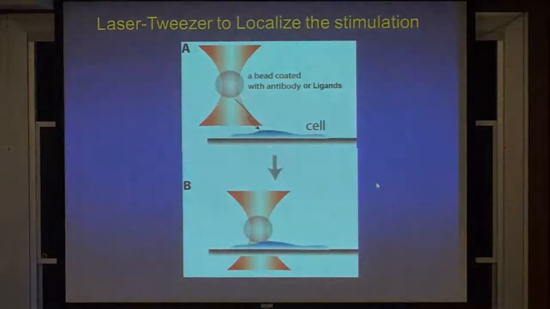Now, how can we utilize this molecular bulk sensor to help us understand mechanical transduction? One idea we have is to utilize a so-called laser tracer. We can grab a small bead with the laser tracer and approach a cell. If the cell is expressing the molecular bulk sensor, and we allow the bead to attach to the cell surface, then yank the bead, we can probably see whether the molecular bulk sensor changes, and see how the cell perceives this mechanical stimulation.